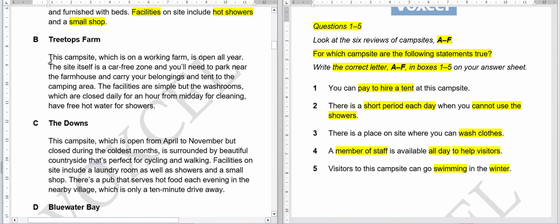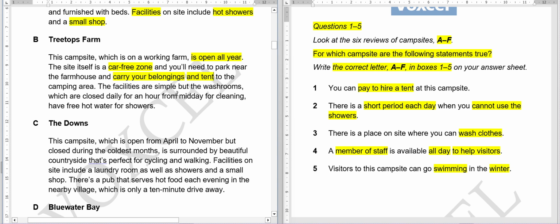B paragraph. Treetops Farm. This campsite, which is on a working farm, is open all year. So this particular campsite is open all year. The site itself is a car-free zone, and you will need to park near the farmhouse and carry your belongings and the tent to the camping area. So it's a car-free zone. You cannot take your cars there. You will need to park near the farmhouse and carry your belongings and the tent there.